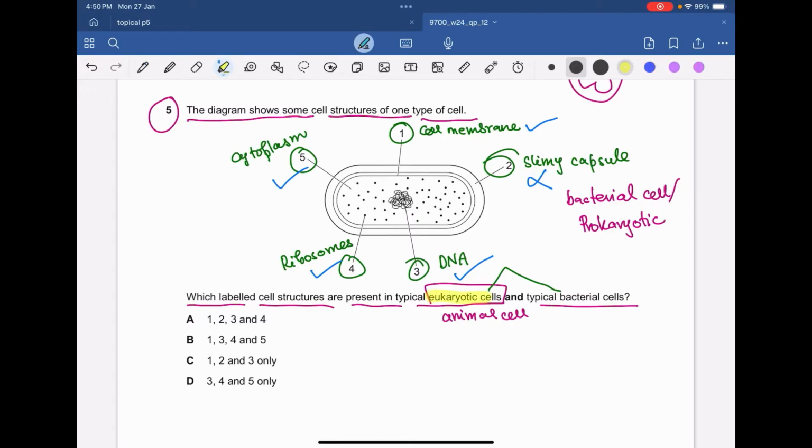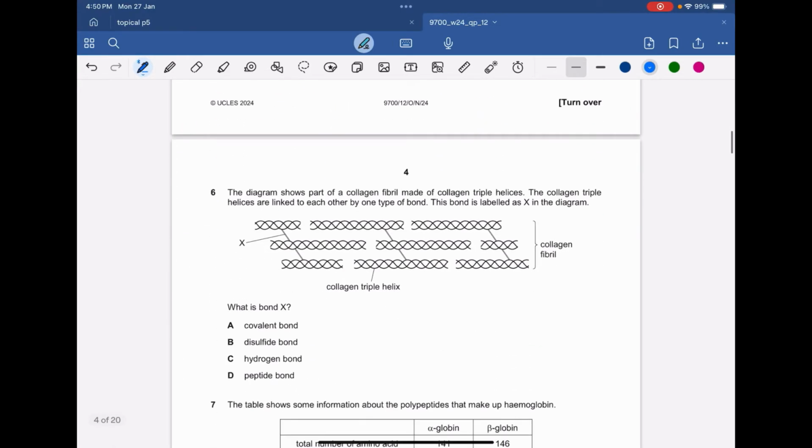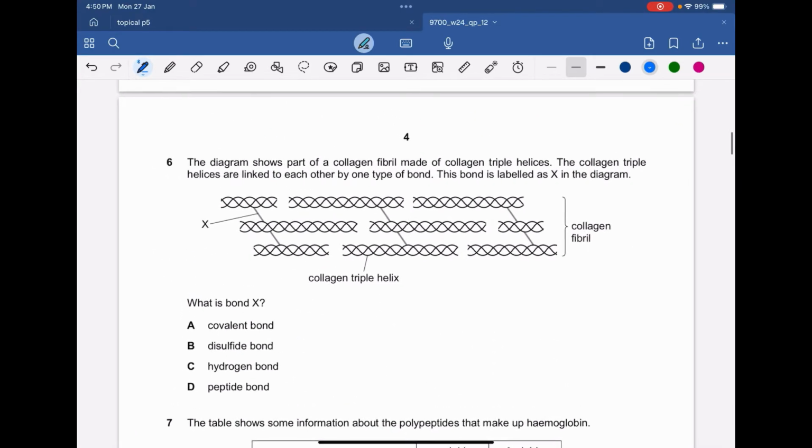So hence the answer over here would be option B, 1, 3, 4 and 5. Option B is our correct answer. I hope this MCQ is clear to all of you. Now let's move on to question number 6.